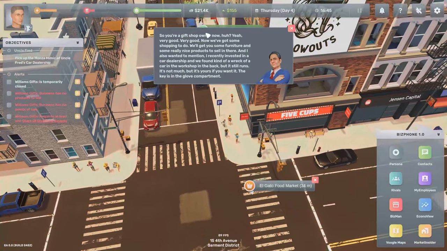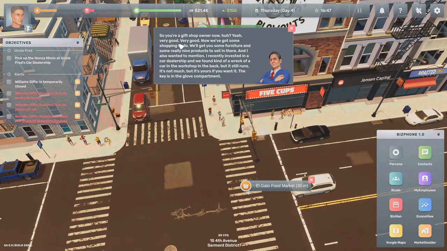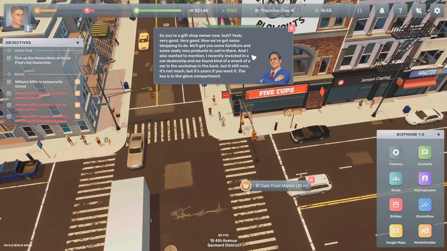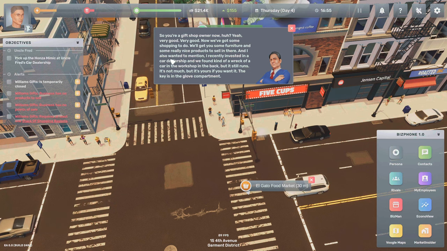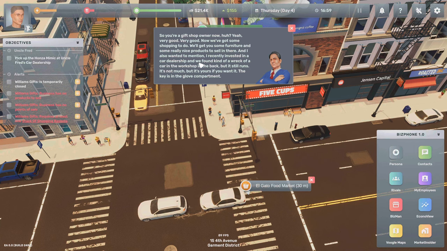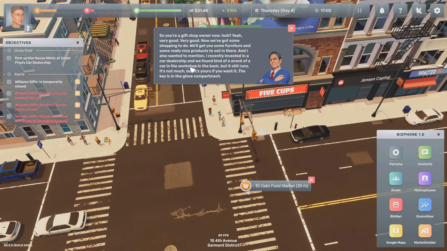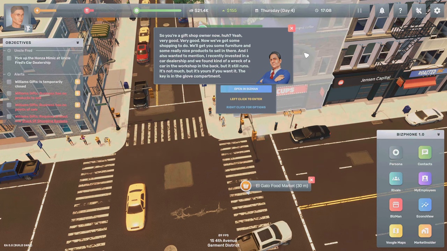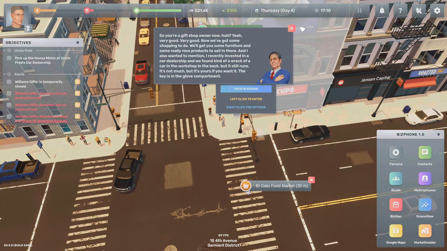So, you're a gift shop owner now, huh? Yeah, very good. Very good. Now we've got some shopping to do. We'll get you some furniture and some really nice products to sell in there. And I also wanted to mention I recently invested in a car dealership, and we found kind of an old wreck of a car in the workshop in the back, but it still runs. It's not much, but it's yours if you want it. The key's in the glove compartment.